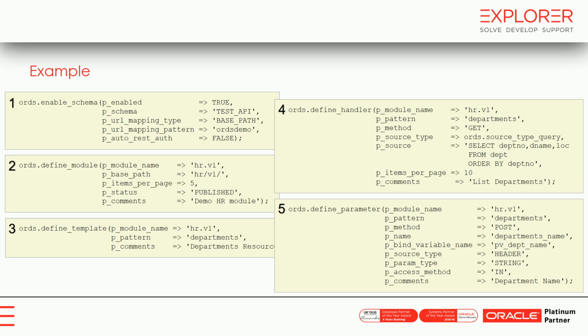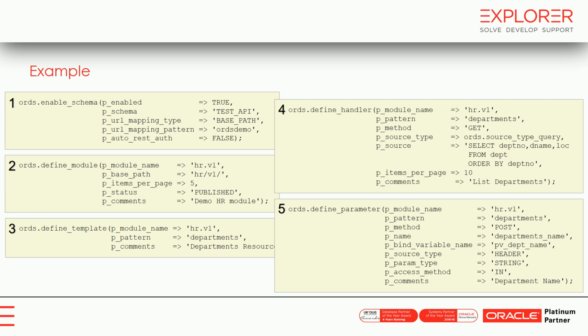We want it to return the result of the query select department number, name and location from the dep table, and we want the data returned in JSON format, so for that source type should be set to query. You can also see we've specified the items per page here. This will override whatever has been set at the module level. So in this example we're saying we'd like the results from our department query to come back in batches of 10 rather than what we set at the module level of 5.